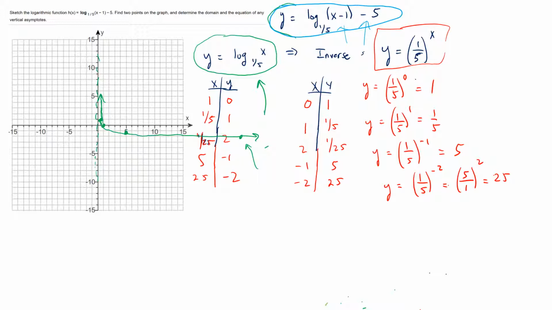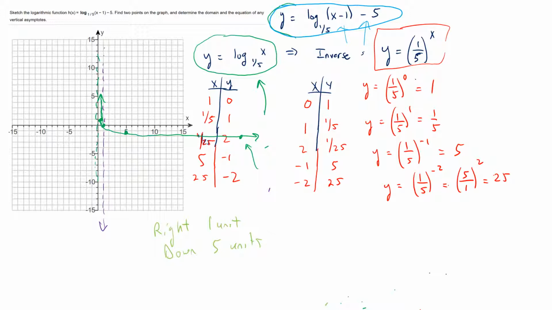So the function that we want is going to be the same as the function that I just did in green, except it's going to be to the right 1 unit, and it'll be down 5 units. So let's try this. It's going to be to the right 1 unit and down 5 units. So it's to the right 1 unit. So the vertical asymptote is going to be at x equals 1, this purple line.